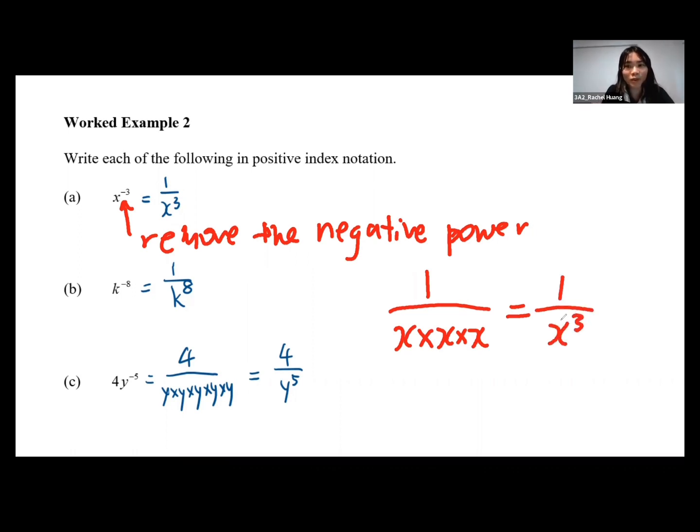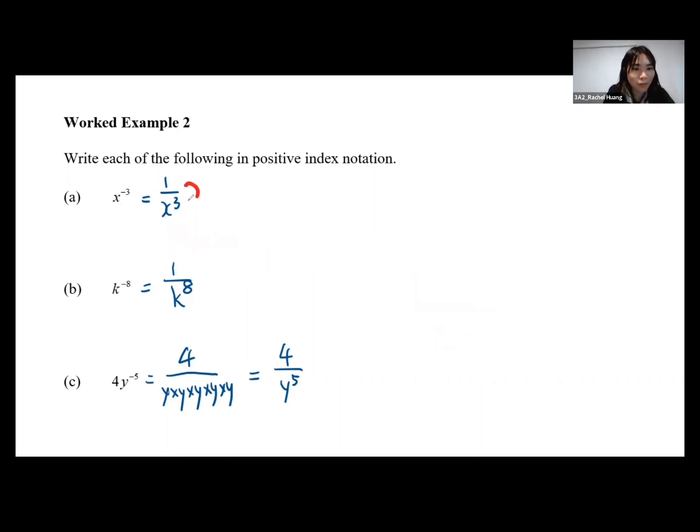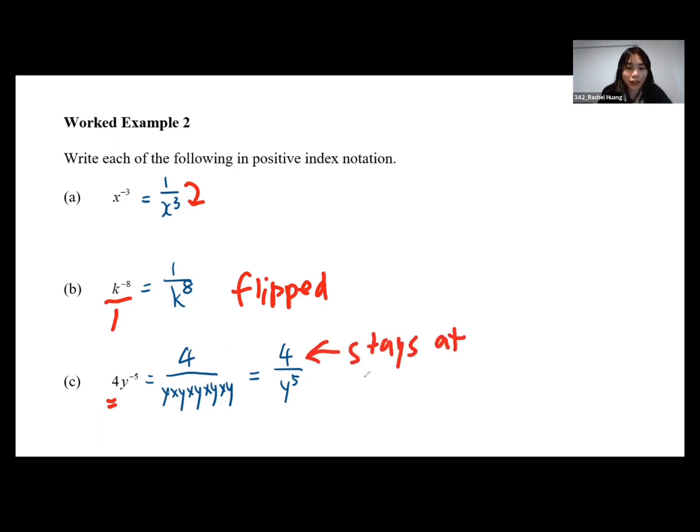Some of you may be able to see that actually what I'm doing is that I'm flipping it to the bottom. So if let's say I have k to the power of negative 8, it is the same as 1 over k to the power 8, so I flipped it to the bottom, and then the negative moves. What about if I have a number with the negative power? So in that case, the 4 will stay at the top. Okay, the 4 stays at the top, but the y with the negative power will be flipped to the bottom, or you just divide by y 5 times.